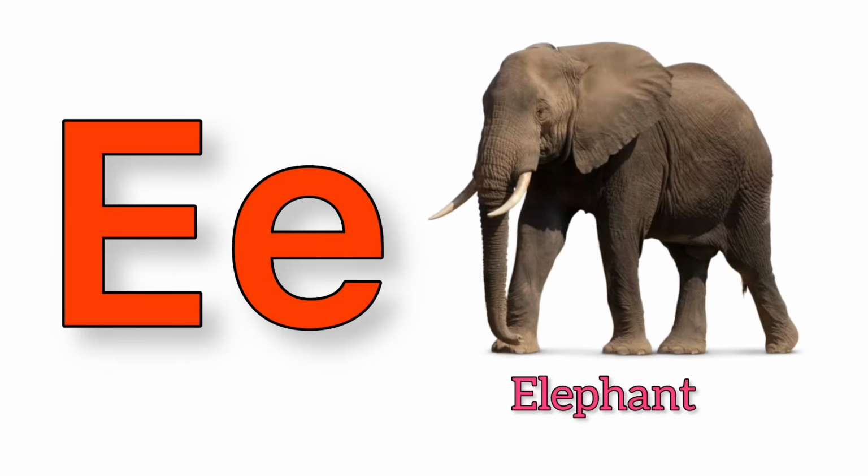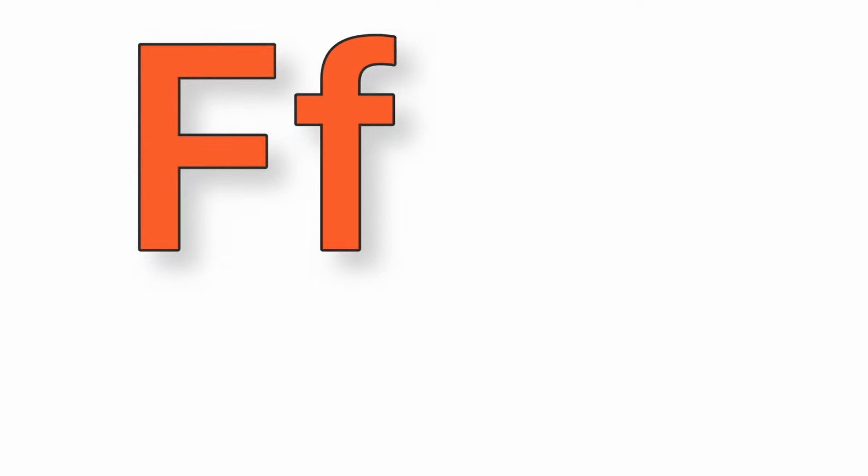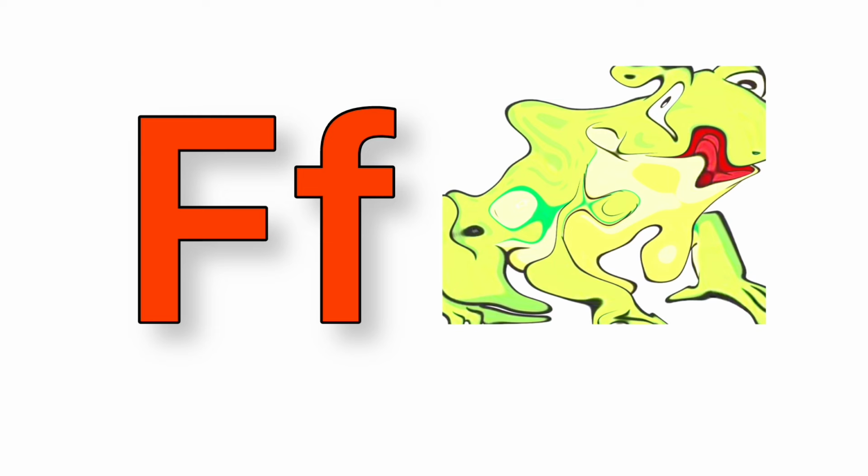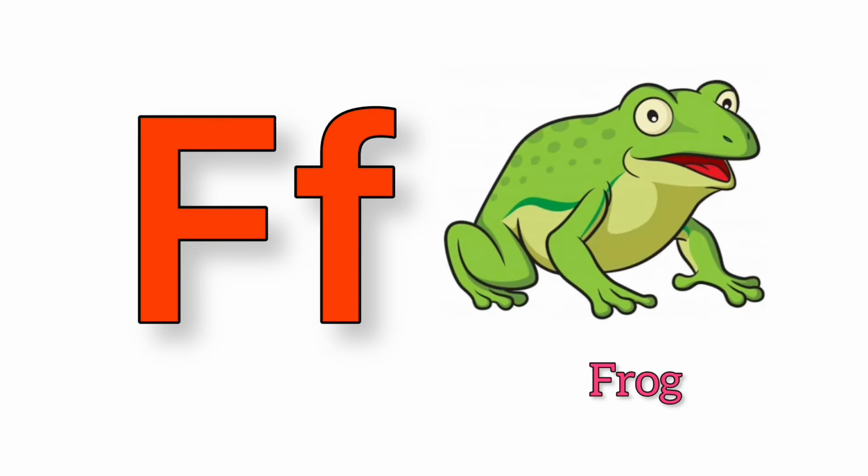E. E is for elephant. That is an elephant. F. F is for frog. That is a frog.